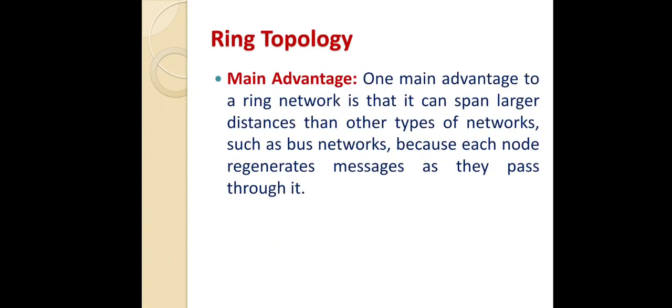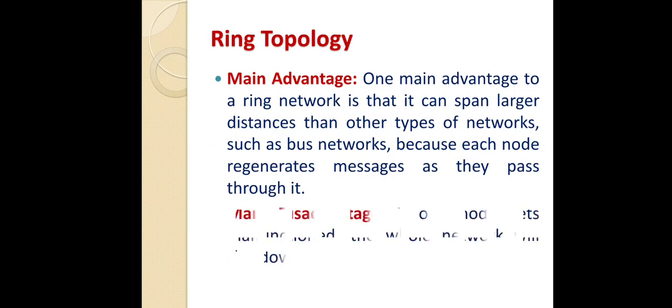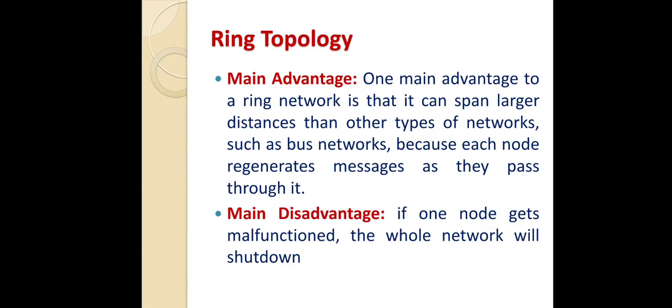The main advantage of the ring topology is that the range of this topology is bigger than the other types of topology. In a ring network, it can span larger distances than other types of networks such as bus networks, because each node regenerates the message as it passes through it. While the disadvantage of this ring topology is that if one node, that is if one computer malfunctions in this type of topology, the whole network will shut down.